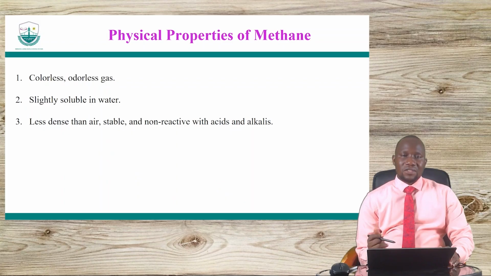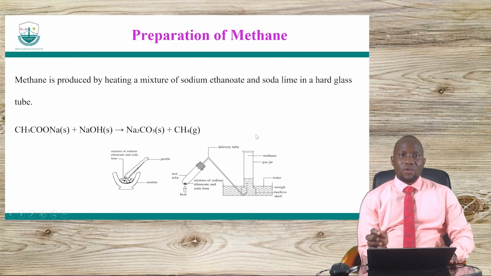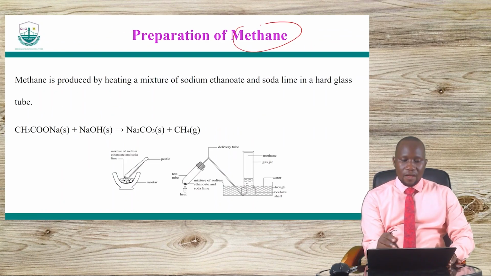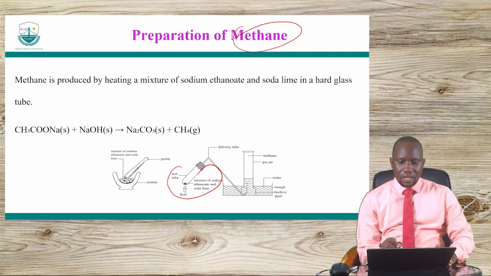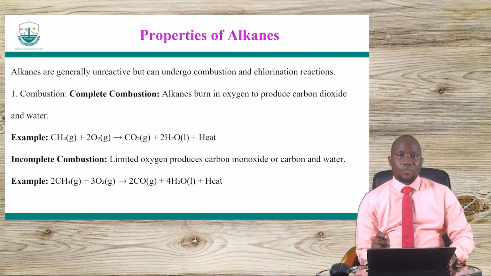But methane, which is the first compound, is basically colorless, it is odorless, slightly soluble, a little bit, but we can still collect it over water, less dense than air, stable, and generally in the laboratory we make methane by heating a mixture of sodium ethanoate or sodium acetate, if you can call that, and sodium hydroxide. You heat this and you collect methane here over water. Okay, that's how you can prepare it.